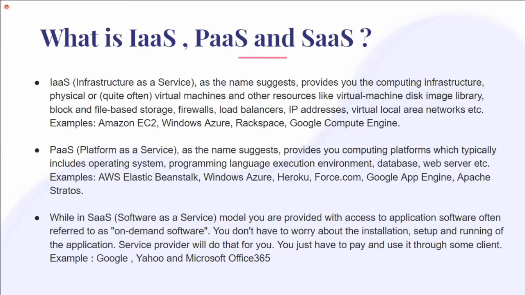So again, let's take a brief look at what exactly IaaS, PaaS and SaaS mean. IaaS, that is infrastructure as a service, as the name suggests, provides you the computing infrastructure, physical or virtual machines and other resources like virtual machine disk, image library, block and file-based storage, firewalls, load balancers, IP addresses, etc. A good example of IaaS, you can look for Amazon EC2, Windows Azure, Rackspace or Google Compute Engine.